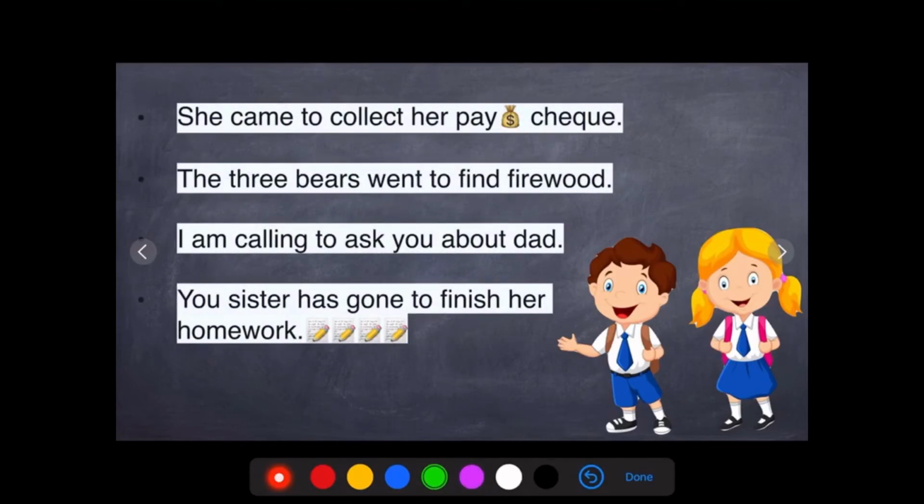So here are some examples. I hope you'll be able to solve them, but I'll just revise it for you. She came to collect her paycheck. Over here, "to collect" is the infinitive. The three bears went to find firewood. To find. I'm calling to ask you about Dad. To ask. Your sister has gone to finish her homework. To finish. So it was very easy. I hope you understand the infinitives part.